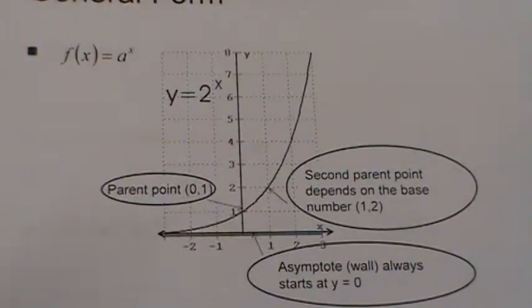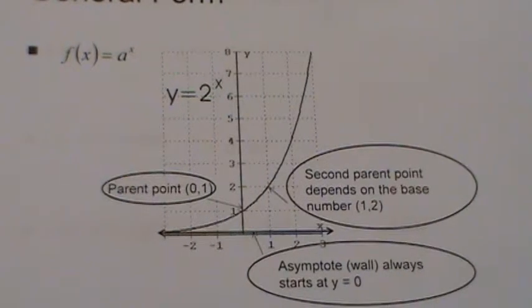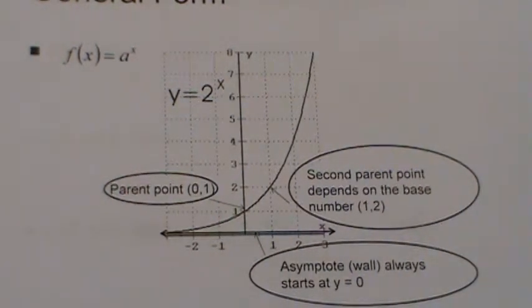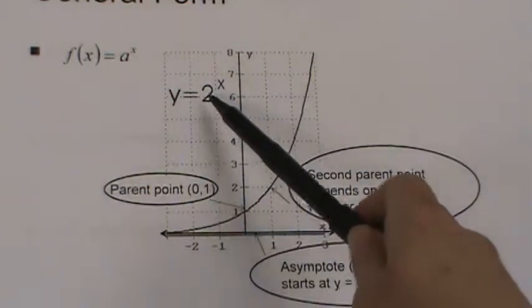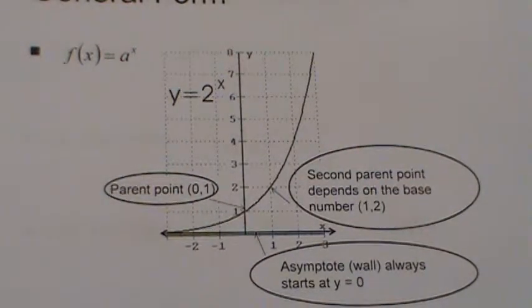Important things you need to get down. Your parent point is (0, 1) always on any graph. And then your second one is always 1 and then up the base number. So we're always looking at the number that has the exponent as our base.